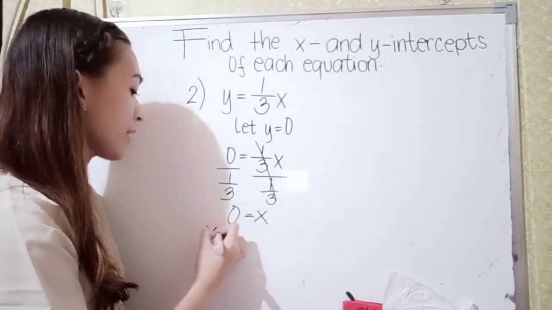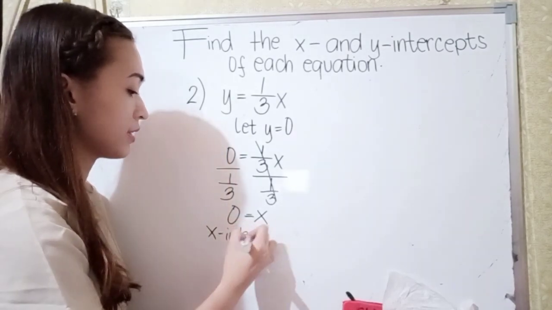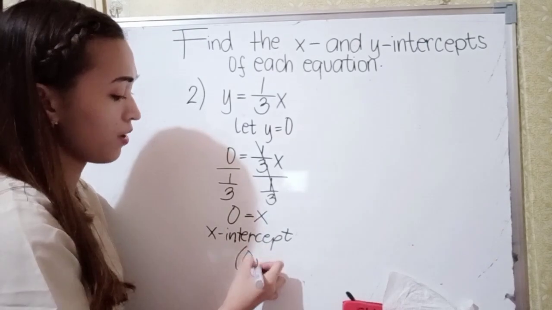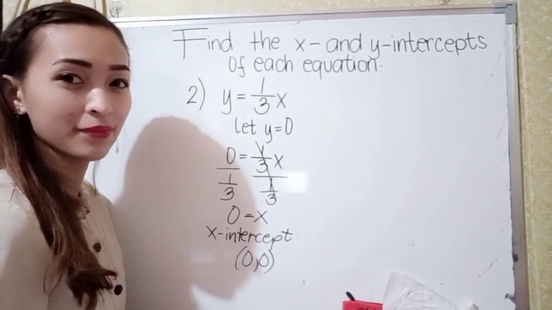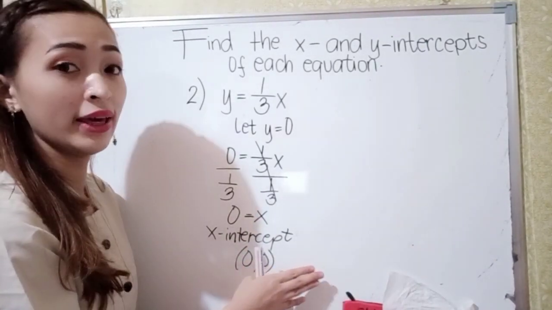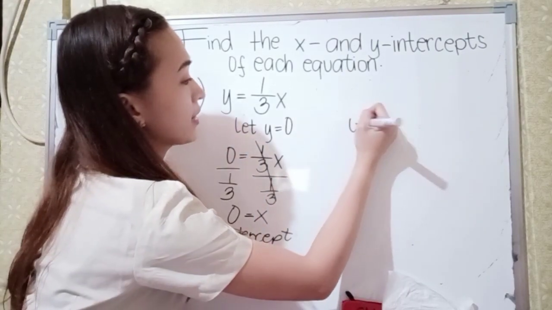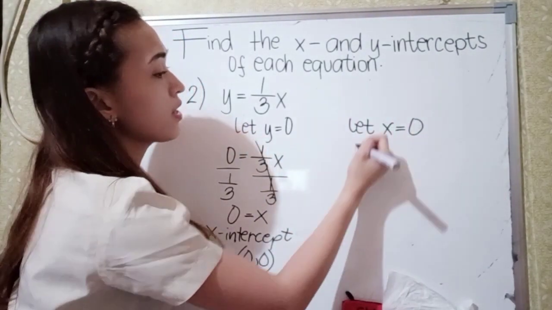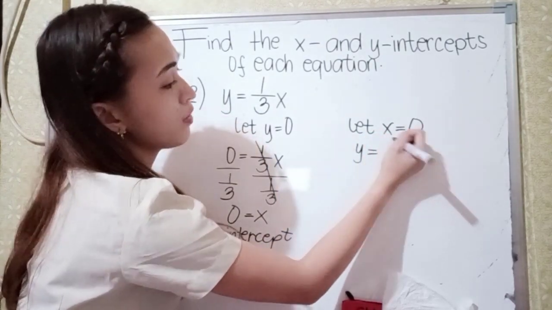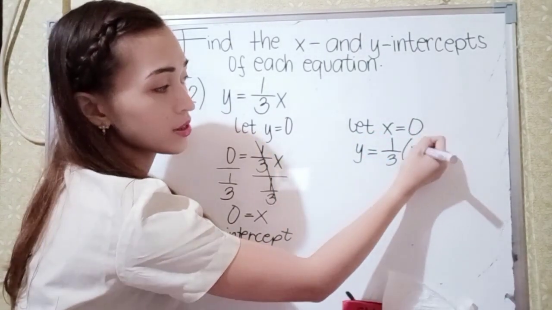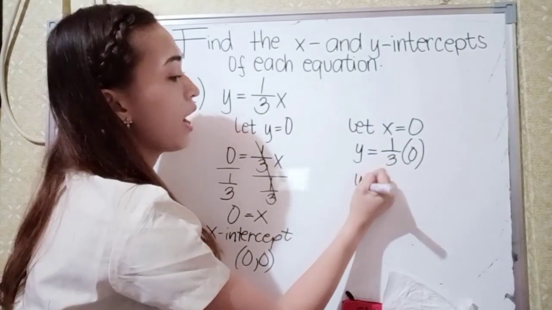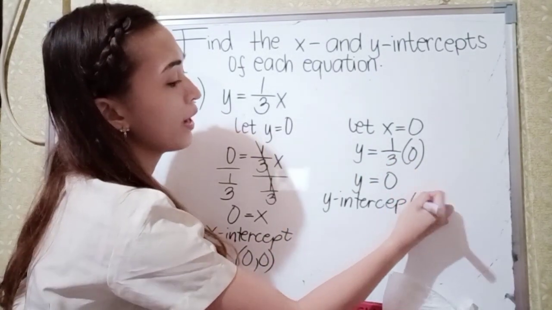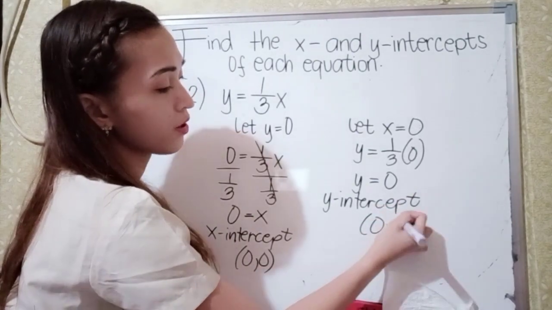So our x-intercept is (0, 0). How about our y-intercept? For our y-intercept, let x be equal to 0. That is y equals 1/3 times 0, which is 0. So our y-intercept is also (0, 0).